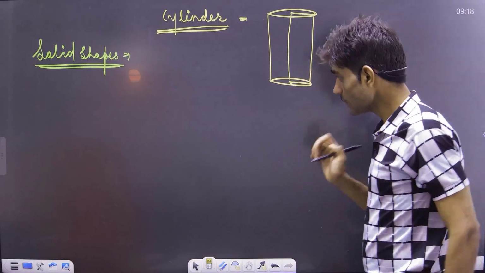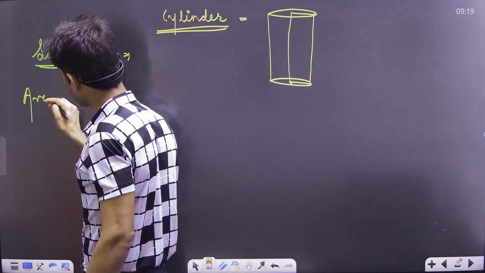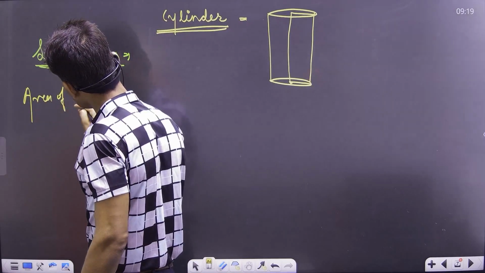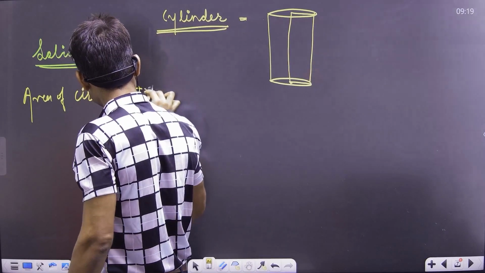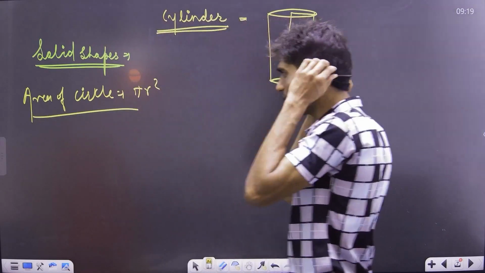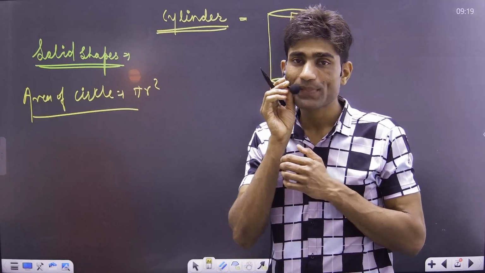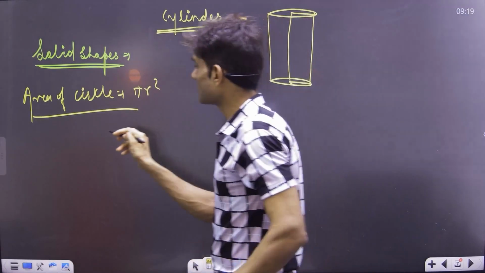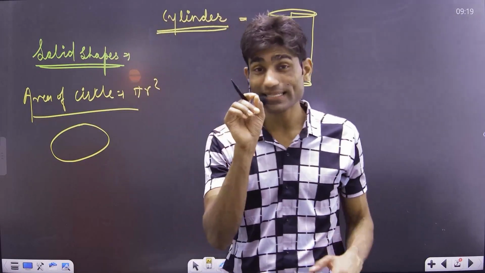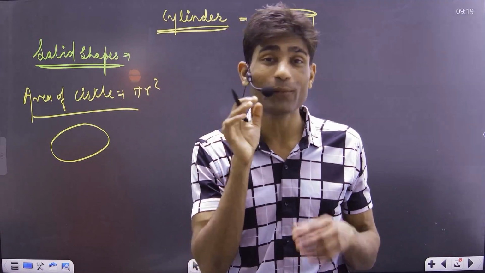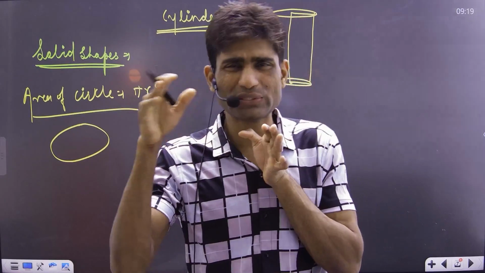Let me write the area of a circle. What is the area of a circle? It is pi r square. Now see that a circle looks this way. Because the circle is a plane figure, it does not have any kind of height. If any circle gets height, it becomes a solid shape.